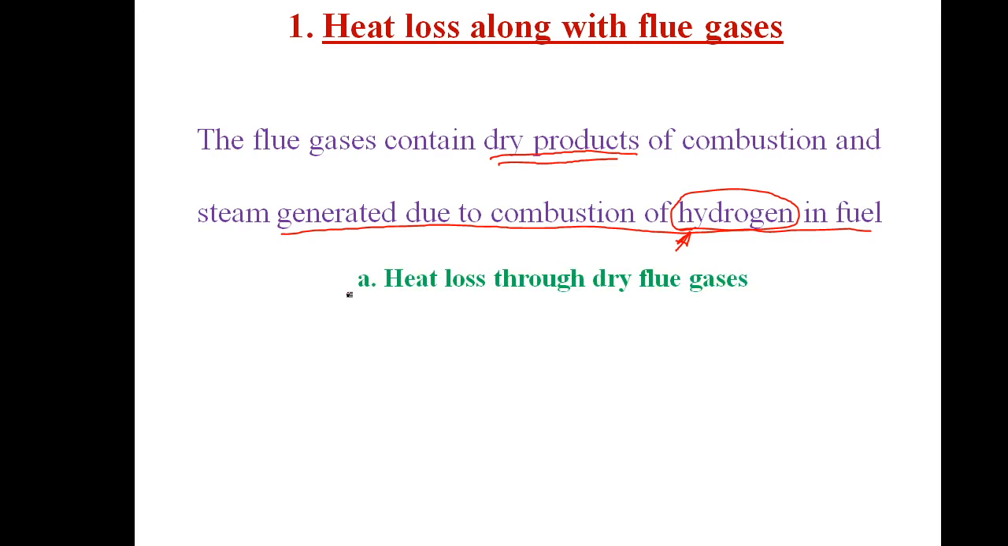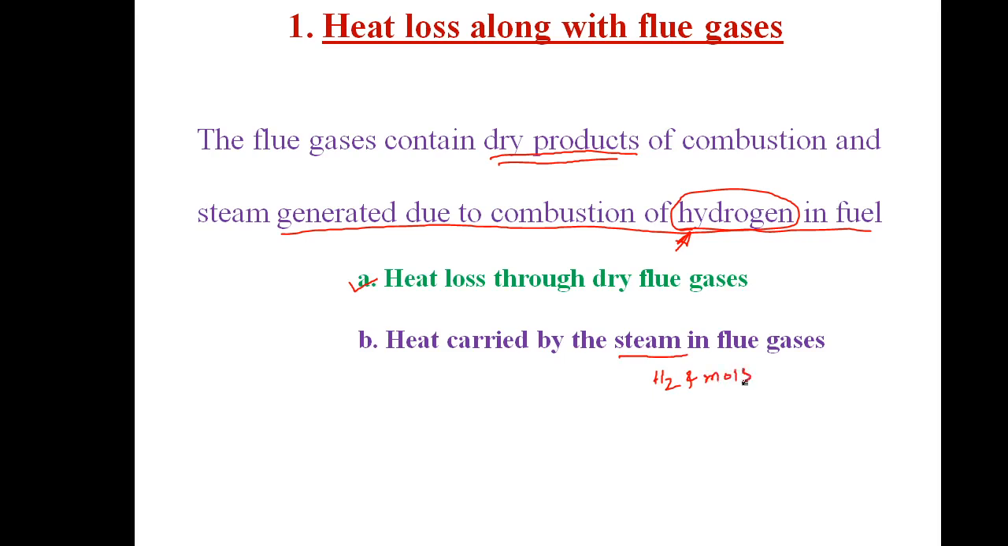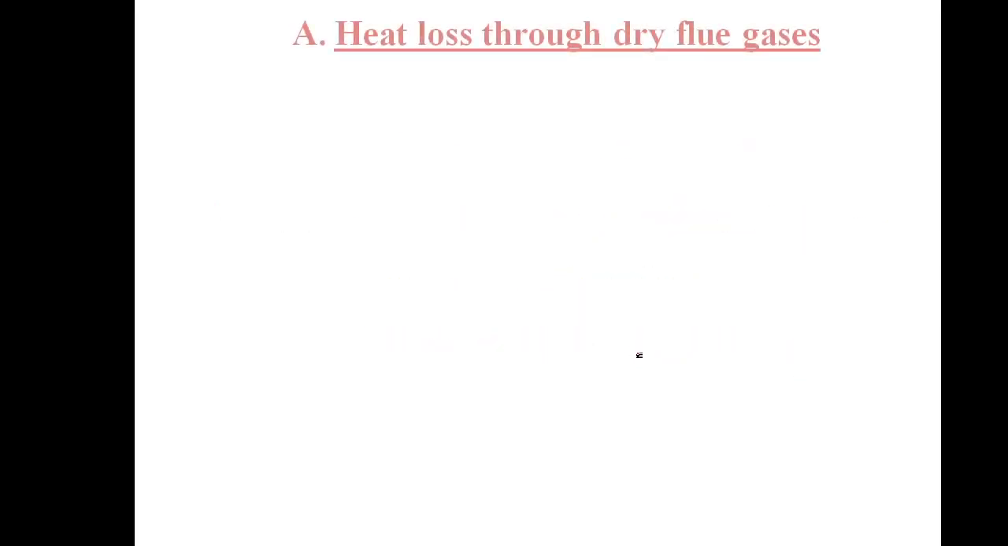So here heat is lost in two ways: heat lost through dry flue gases, and second, heat carried by steam in the flue gases. This steam is generated because of two reasons: one is by combustion of hydrogen, and another is by presence of moisture. So this moisture also absorbs heat and carries heat along with it into the atmosphere. First, heat lost through dry flue gases. How to evaluate how much heat energy dry flue gases are carrying along with them?